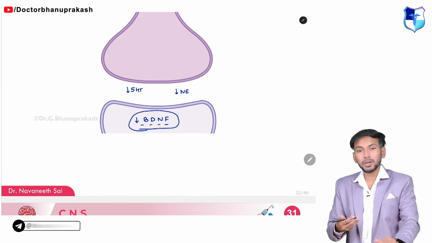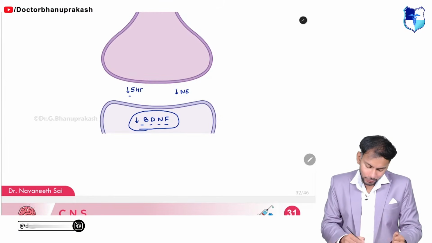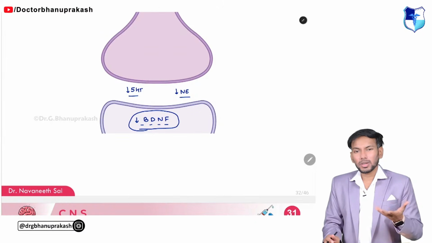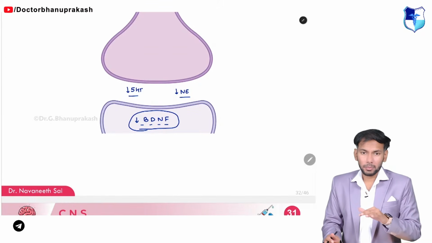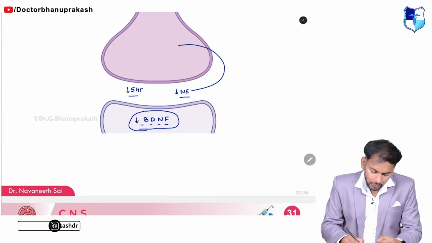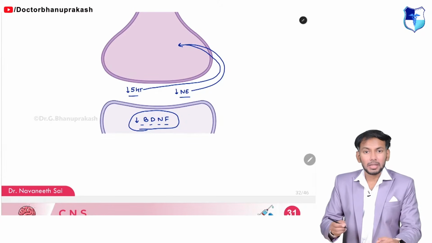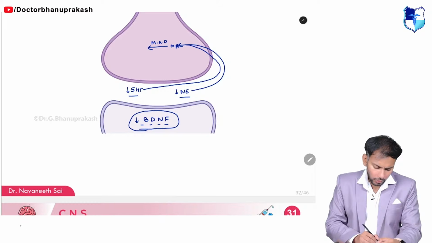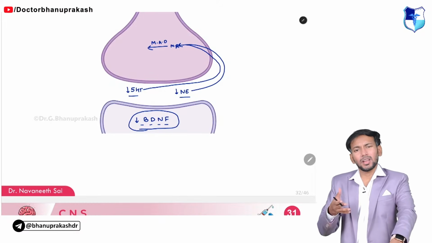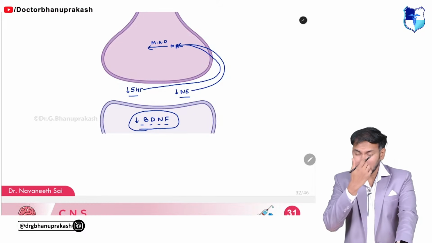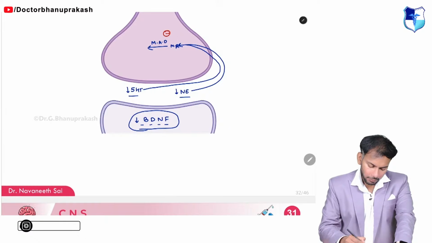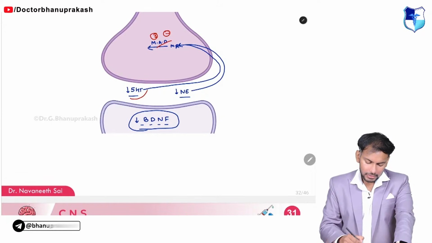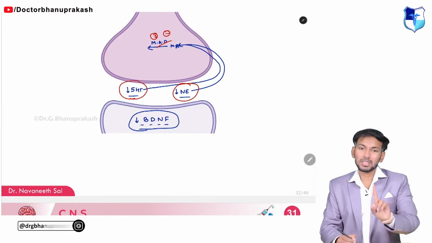So, what should be the treatment? You should be able to increase the levels of serotonin and norepinephrine. We will see what is happening to these monoamines. Once they are released into the synapse, they are reuptaken. Since these are monoamines, they are metabolized by MAO, monoamine oxidase. So, how can you increase the levels of serotonin and norepinephrine? If you block the metabolism, their levels will increase, isn't it? So, if you give MAO inhibitors, they will increase the levels of serotonin and norepinephrine. That is the first class of drugs.